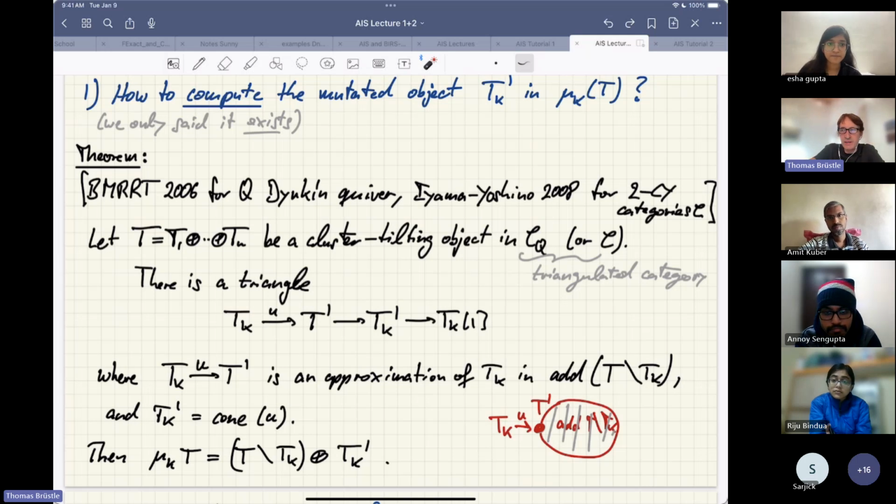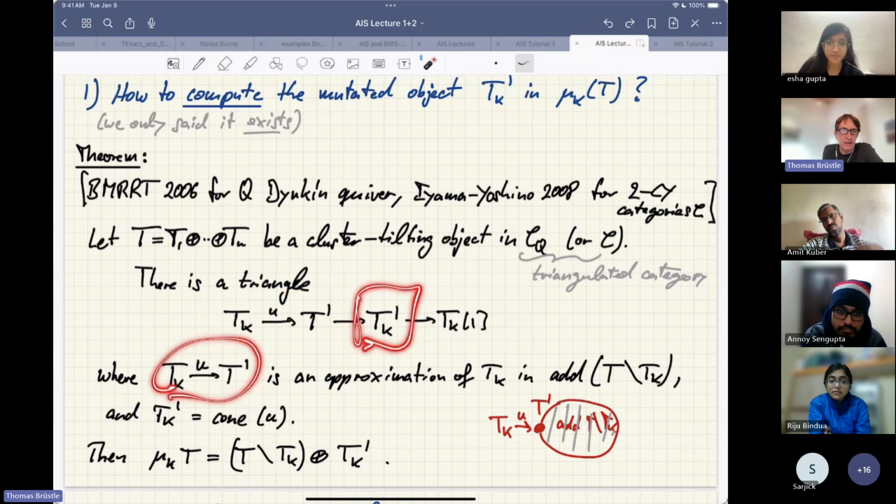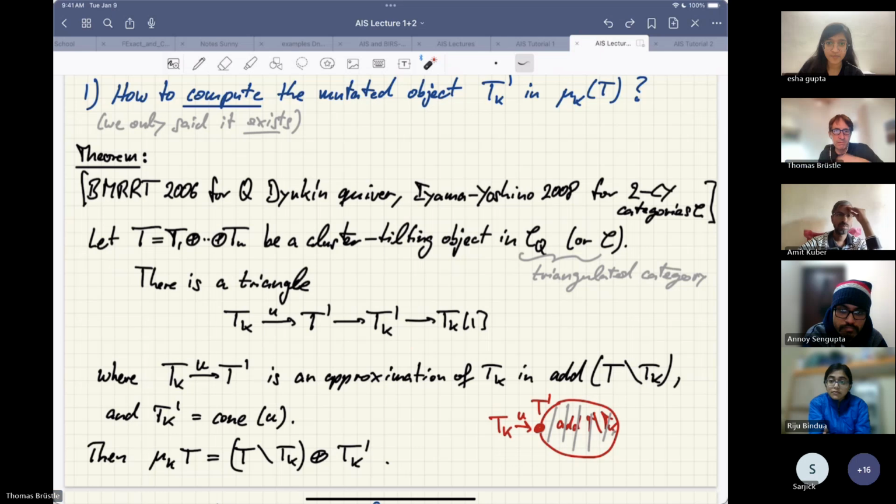Isha, did you discuss something like this for tau tilting? I discussed it for tilting. If it exists, then it would be the kernel of some approximation or the cokernel, depending on which direction you go. But yes, I discussed it for tilting. Okay, so it works for tilting. And in the general context of two-Calabi-Yau categories, you just construct a triangle which is given by the approximation, and then you take this object. That's what it is, right? Okay, good.